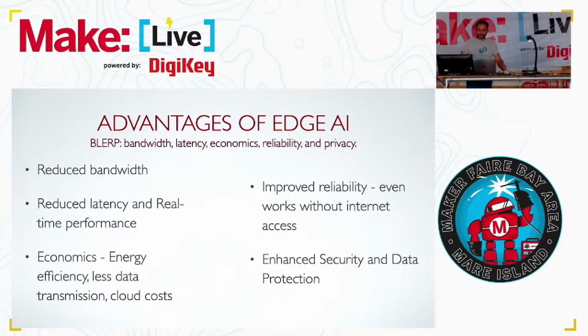So what are the advantages of Edge AI? That can be described with an acronym, BLURP, which is bandwidth, latency, economics, reliability, and privacy. With bandwidth, one of the advantages of running machine learning on the device is you don't have to transfer all of the data to the cloud. So that reduced bandwidth allows for greater economics. So you have lower costs and also enhanced security and data protection because you're not sending a whole ton of data to the cloud. And this also results in reduced latency.